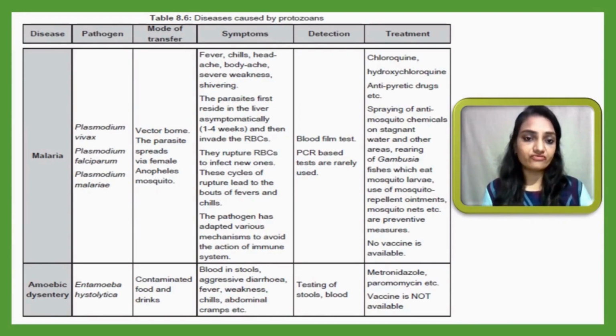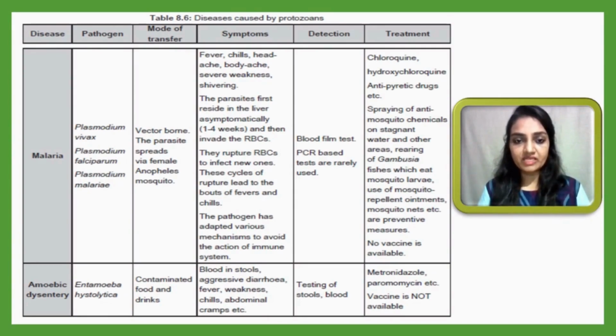It is a female Anopheles mosquito, and as a result, if the infection is spread and passes to the human, then symptoms will appear in the human: fever, chills, headaches, body aches, severe weakness, shivering. Fever with shivering is the main indicative symptom. Detection may be done with the help of a blood film test or maybe PCR testing, and treatment is mostly chloroquine, hydroxychloroquine, antipyretic drugs, which we have already discussed.